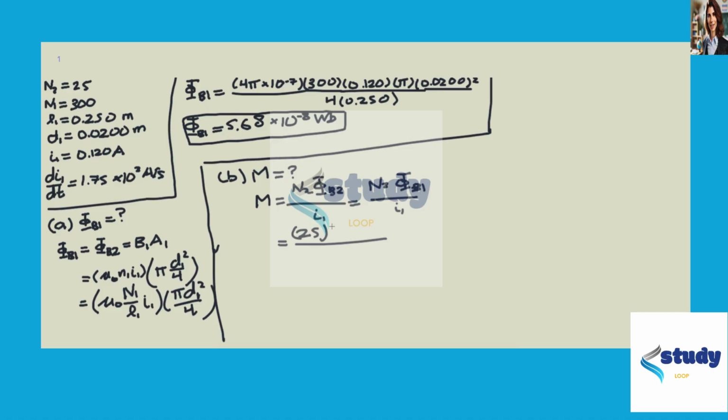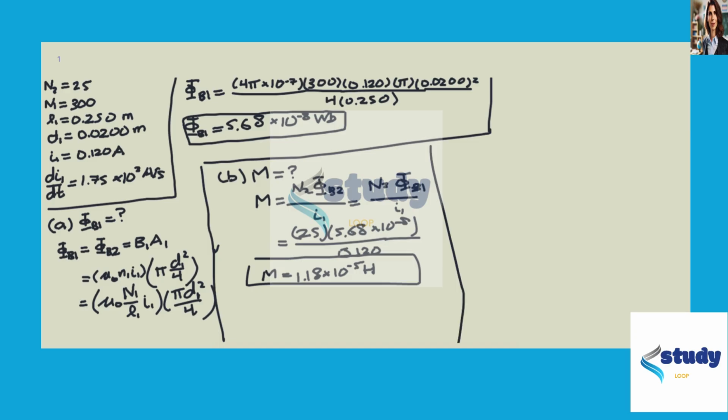So we have 25 turns, and then recycle our answer from the previous part. Divide by that current in order to get a mutual inductance measured in henries of 1.18 times 10 to the minus fifth henries.